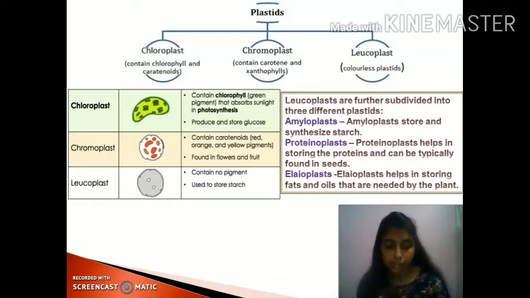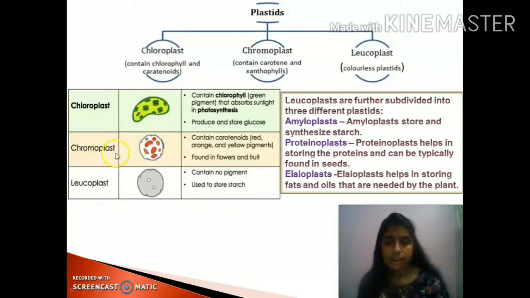That is, the type of plastids which have the green pigment termed chlorophyll and help in the process of photosynthesis to prepare their own food in green plants is termed chloroplast. Am I clear? The second one you can see is the chromoplast.